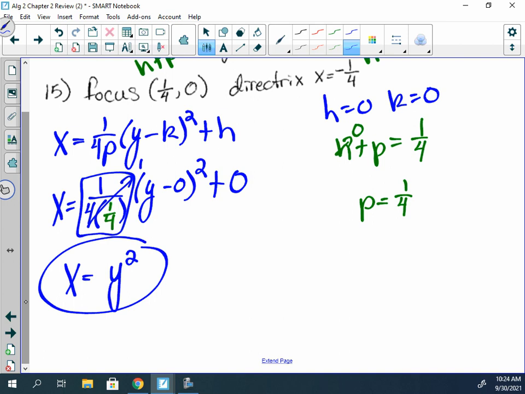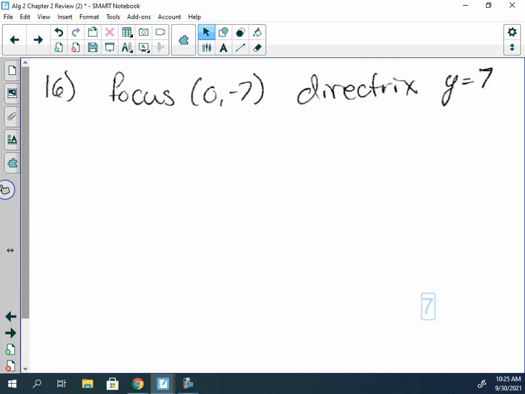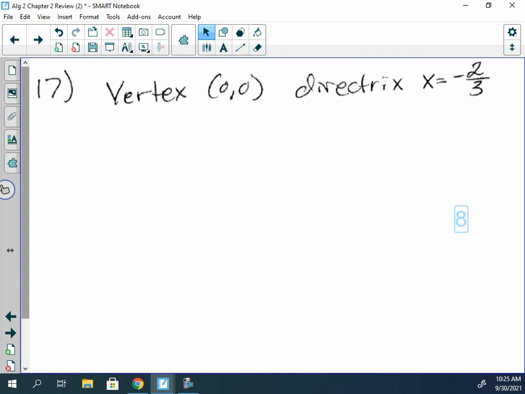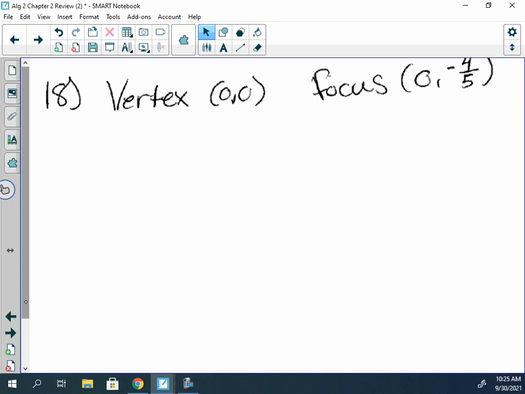So really on 15 through 19, we're finding the values of h, k, and p and plugging them into the equation. Is there another one of those that you all want to look at? Yeah, let's do it. 18?